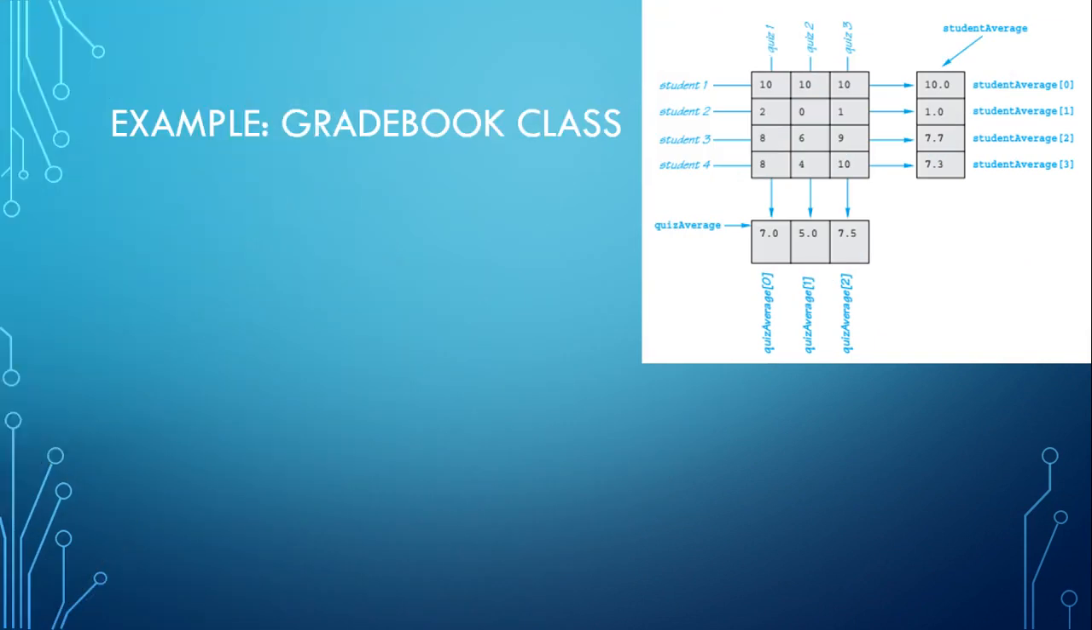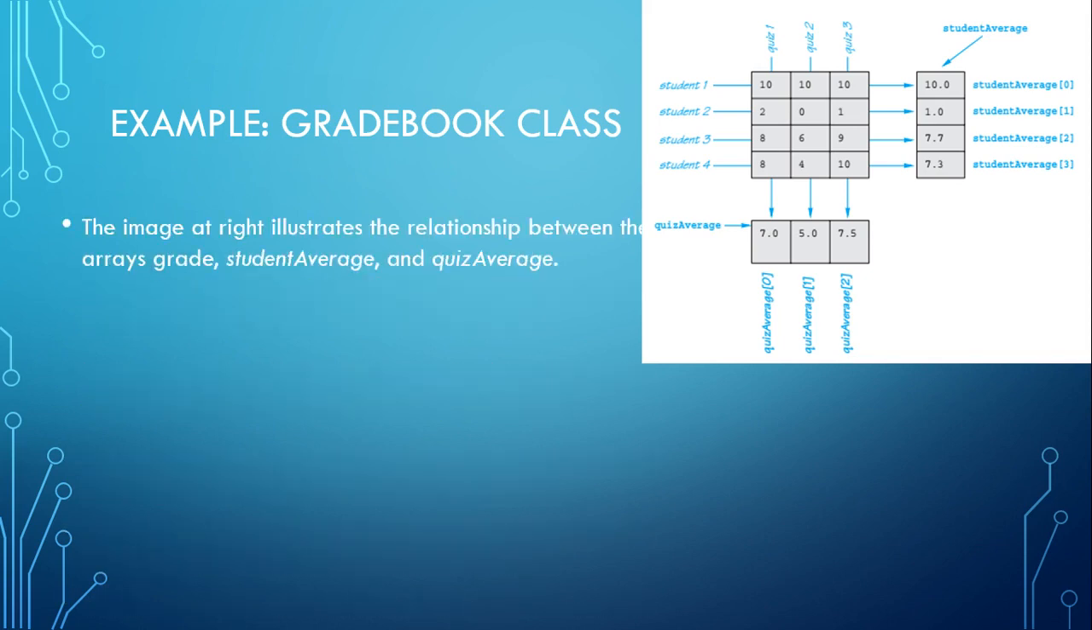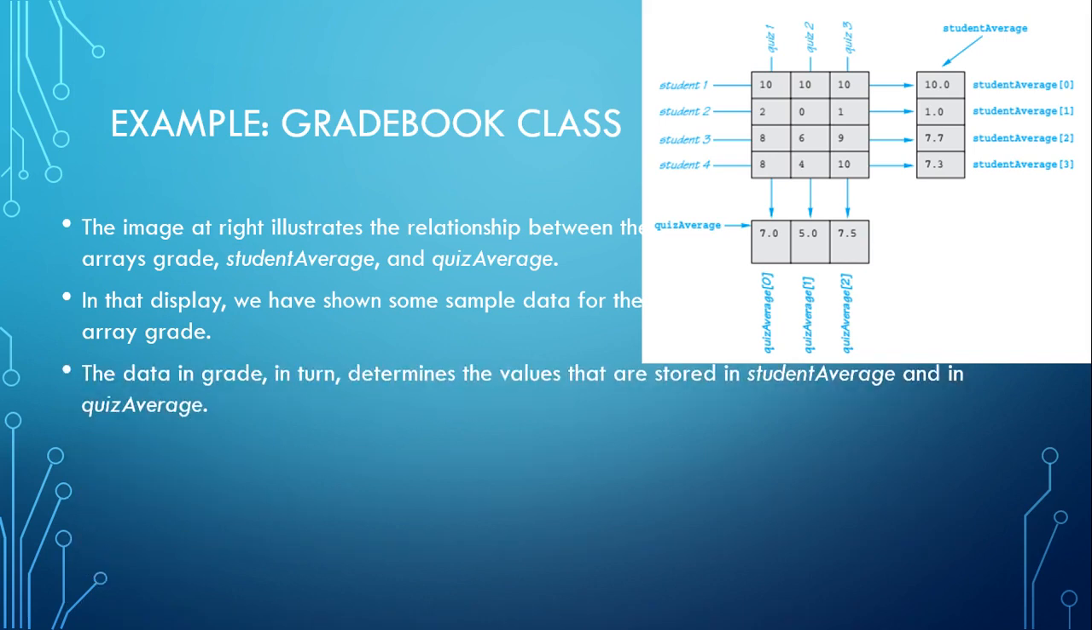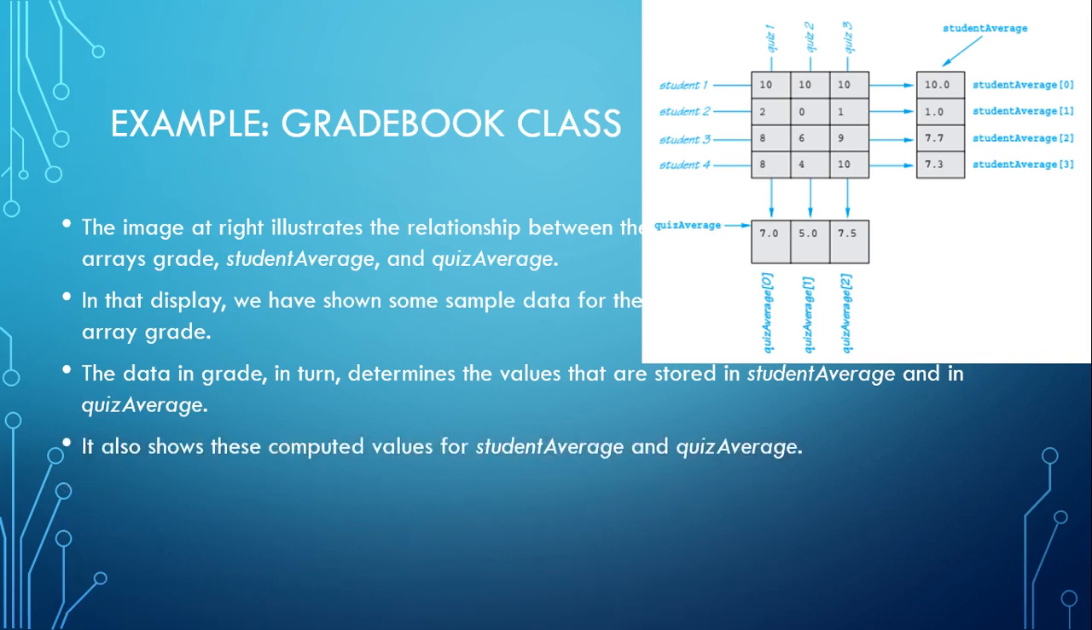All right, so here's a quick diagram that illustrates a little bit about the Gradebook class. This is the relationship between the arrays grade, studentAverage, and quizAverage. In the display we have shown some sample data for the array grade. The data in grade in turn determines the values stored in studentAverage and quizAverage. It also shows these computed values for studentAverage and quizAverage. Here are the computed values.